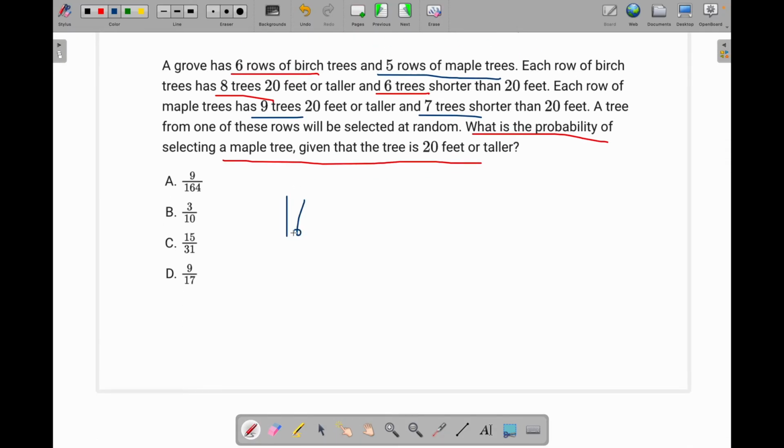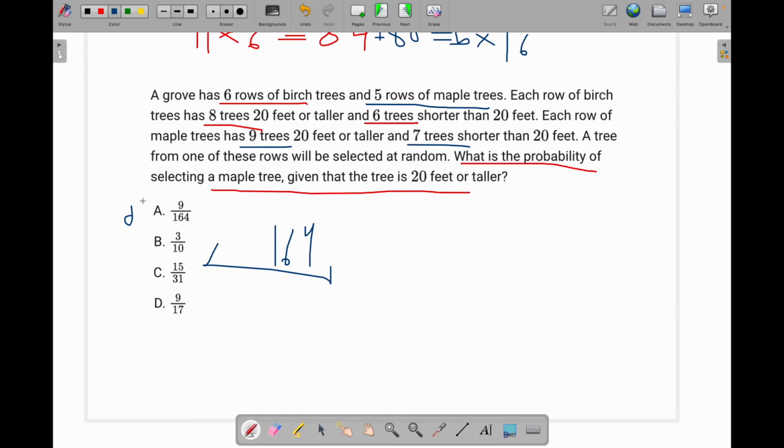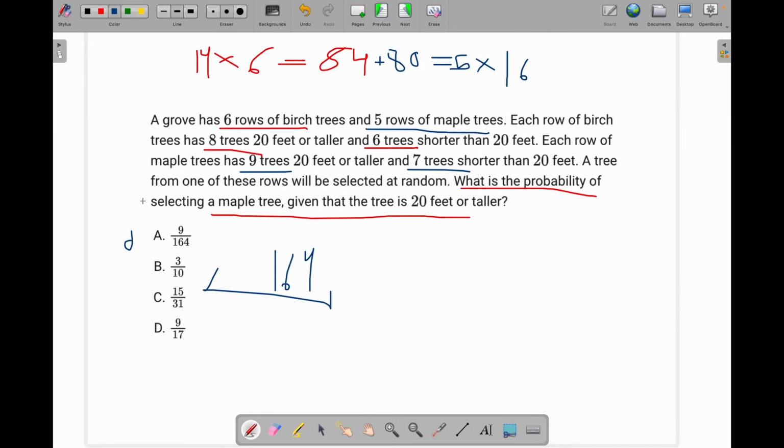I'll just keep this in mind. It may come in useful because we can see now maybe A is a possible answer. But now let's see how many of these trees are 20 feet or taller, because that's what the two have in common. So maybe this 164 is useless, but let's see.